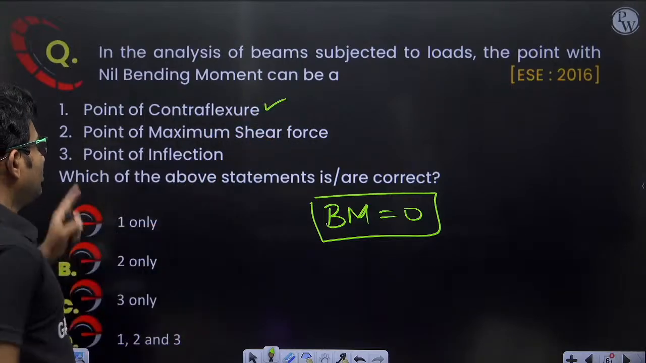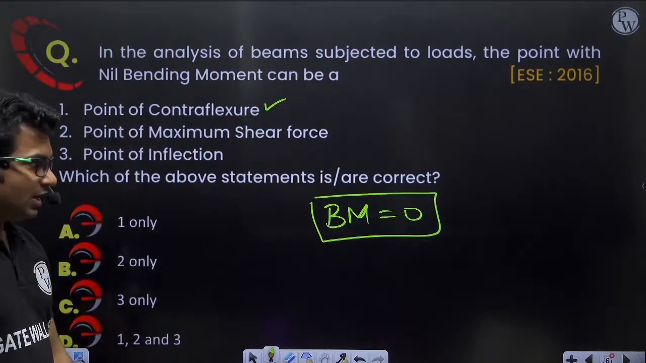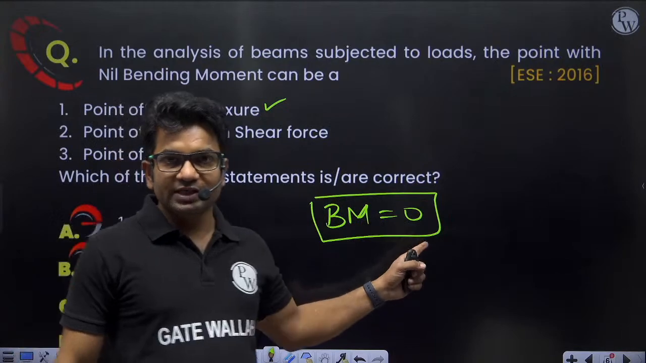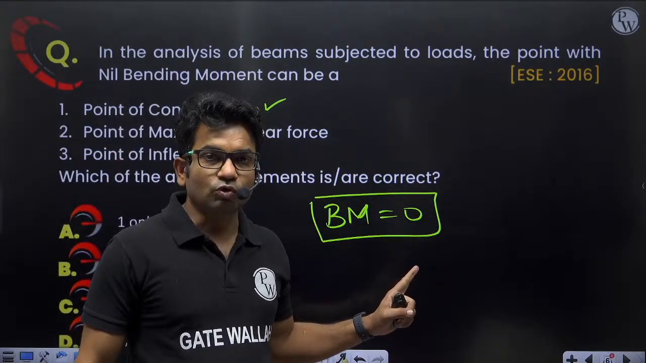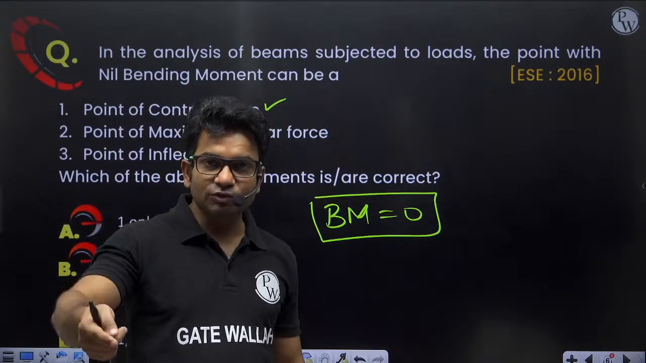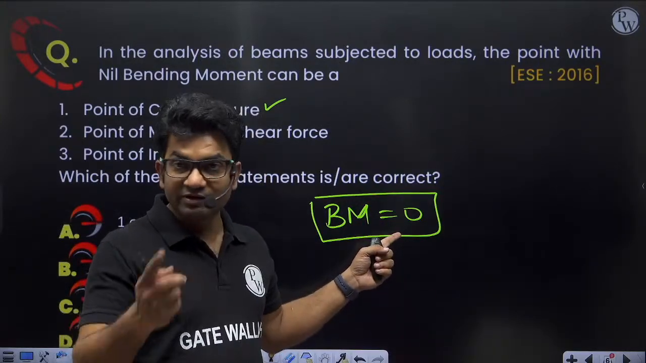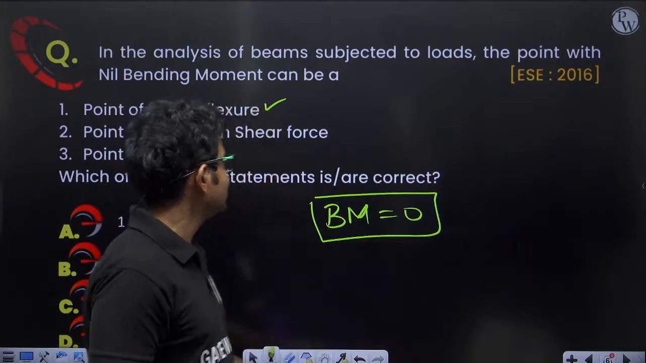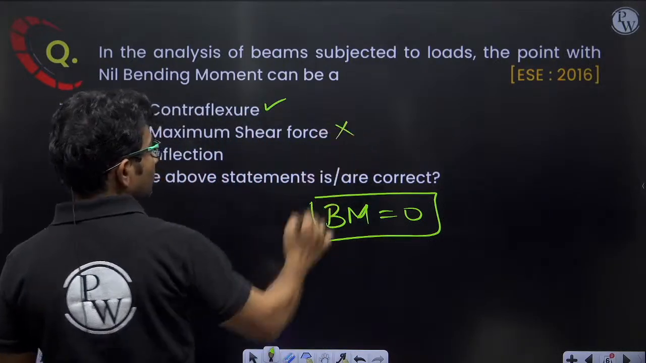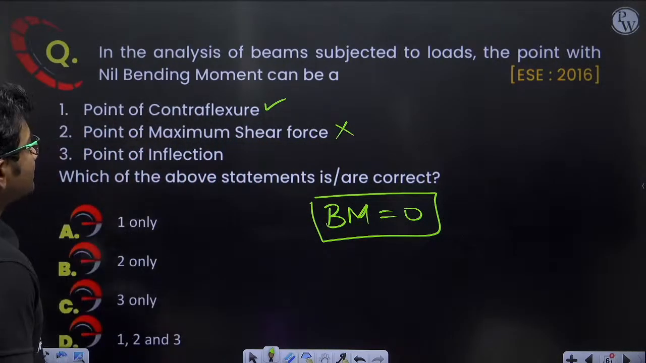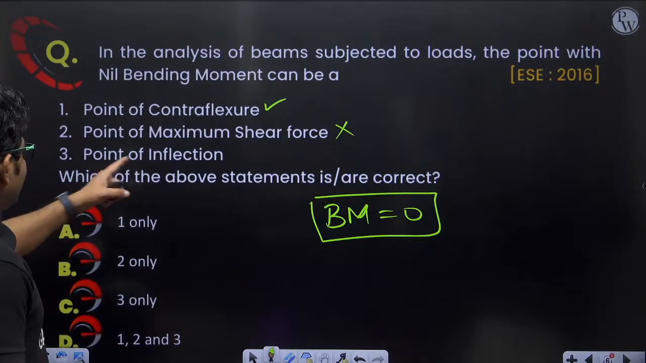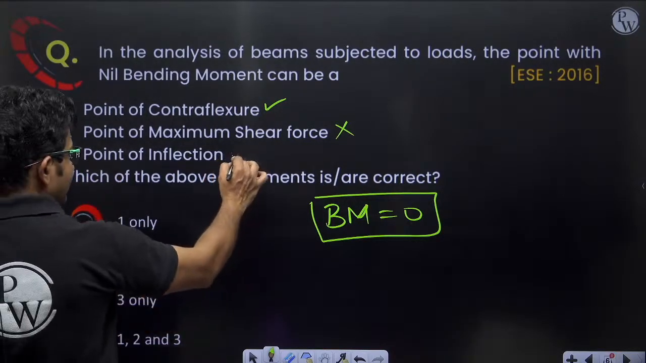Point of maximum shear force. So where bending moment is zero, do we say that shear force is maximum? No, it is opposite. When shear force is zero, then bending moment is maximum. When bending moment is zero, we cannot say shear force is maximum. So this is wrong. Then point of inflection, yes, correct.